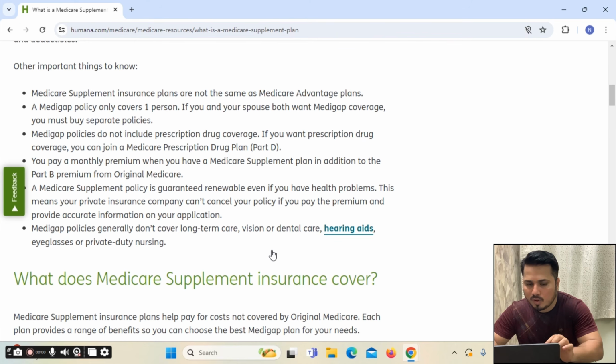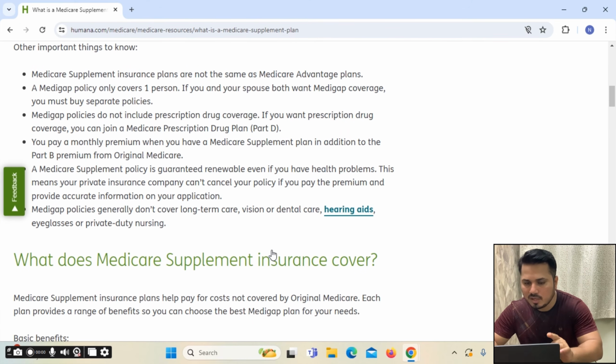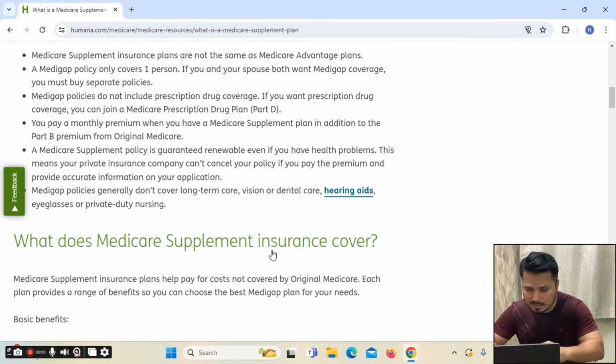A Medigap policy only covers one person. If you and your spouse both want Medigap coverage, you must buy separate policies. Medigap policies do not include prescription drug coverage. If you want prescription drug coverage, you can join a Medicare prescription drug plan, Part D.